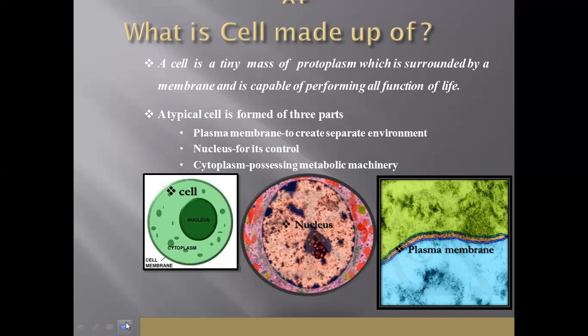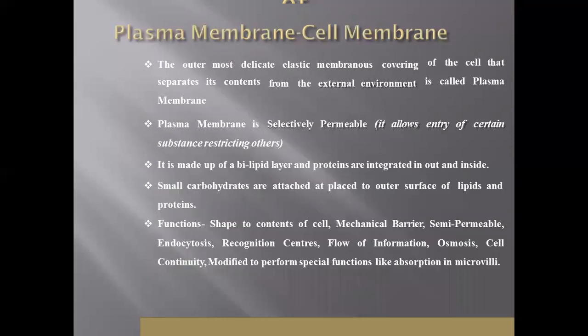So, what is a cell? A typical cell is formed of three parts. A plasma membrane to create a separate environment. It may be cell membrane, it may be cell wall in some of the organisms. Nucleus for its control. Cytoplasm possessing metabolic machineries, like all the cell organelles are present in cytoplasm.